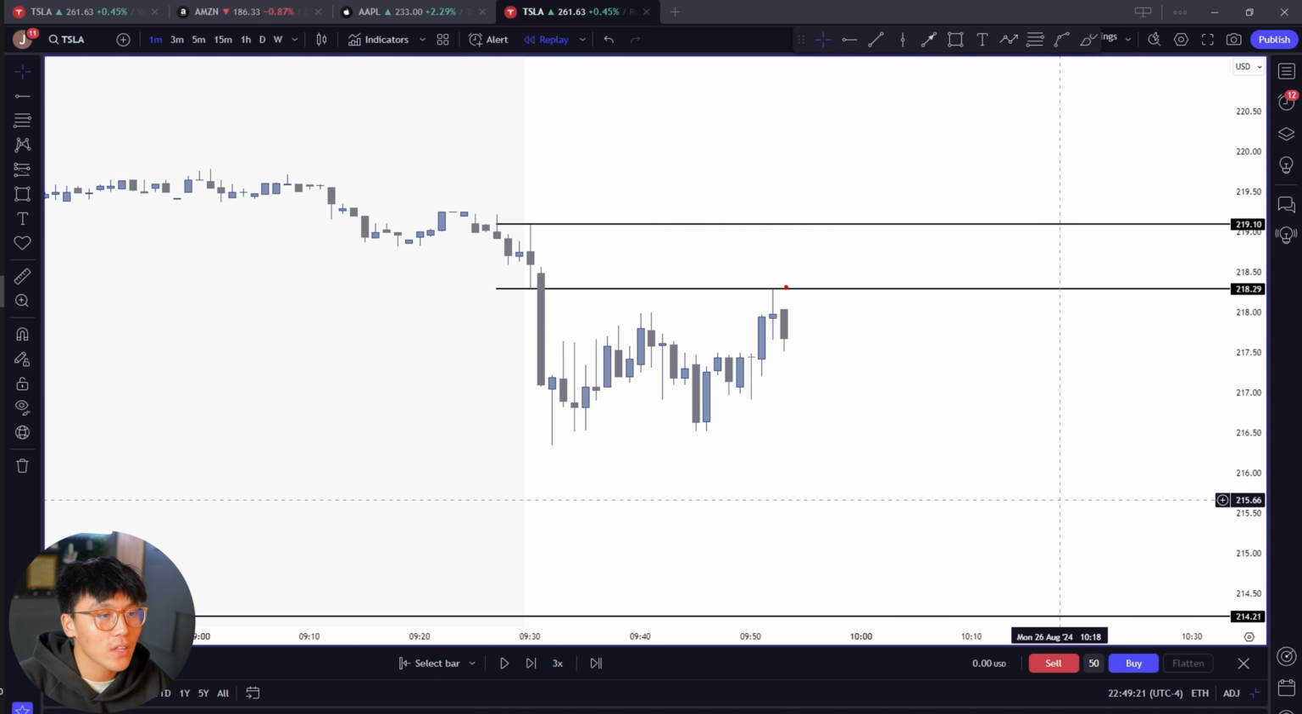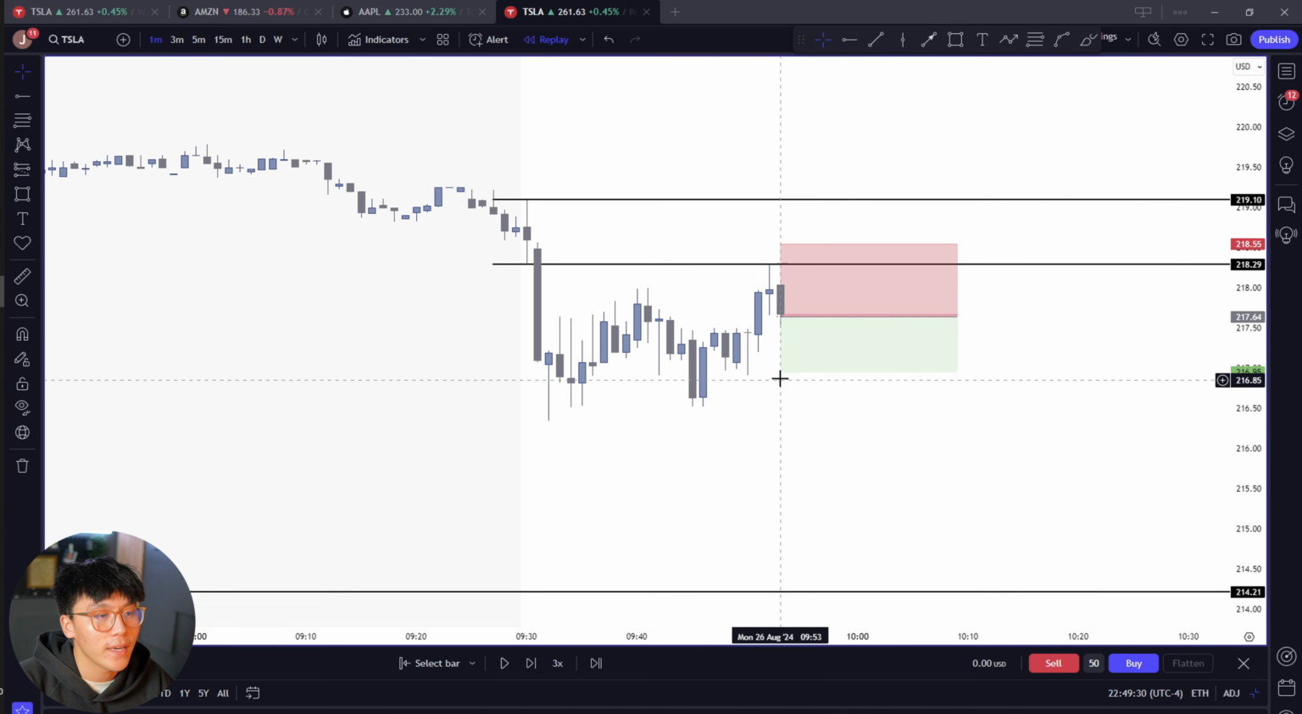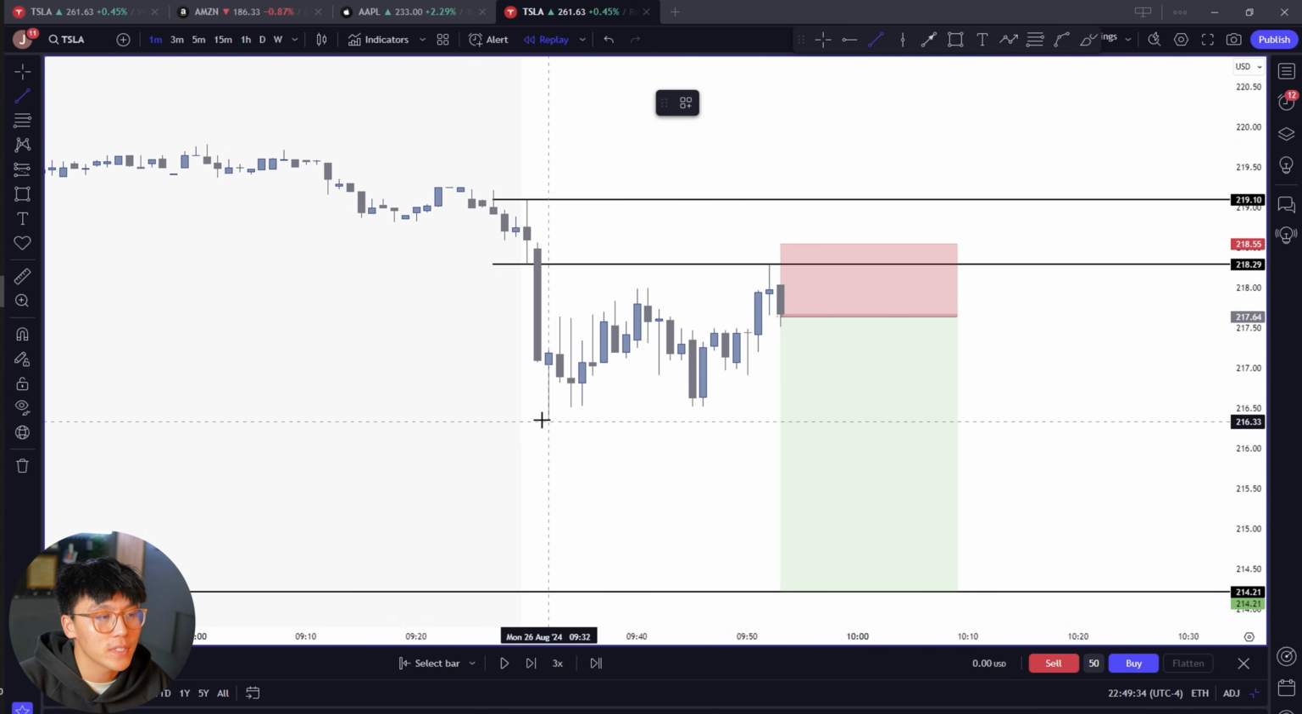As you can see, sellers are stepping in off of this opening candle range low. After this confirmation candle, you can look to get in with stops just to break above. And as always, you can be looking to target your low of day and your previous day lows as well.